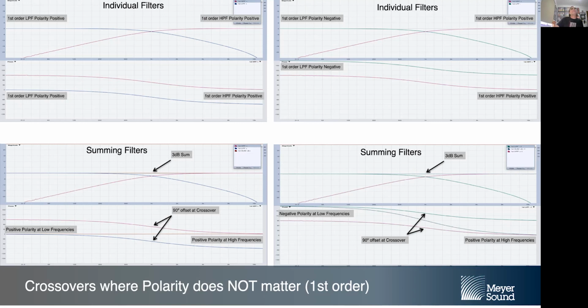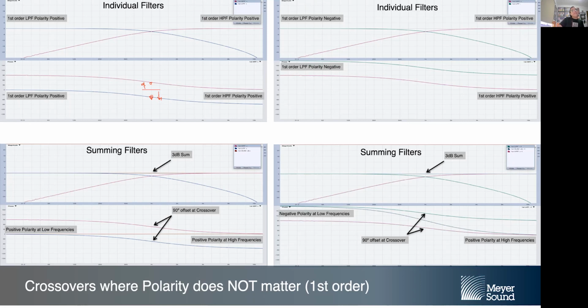So let's start and pay attention to details. The first one is order number 1, and you will see why the label in the bottom says crossover where polarity does not matter. Okay, first order low pass will shift the phase 45 degrees from the center, but 45 degrees down. And the high pass will shift 45 degrees from the center, but will shift up. So this means that the total deviation between these two filters is 90 degrees.